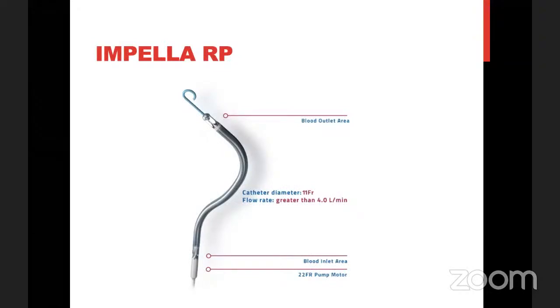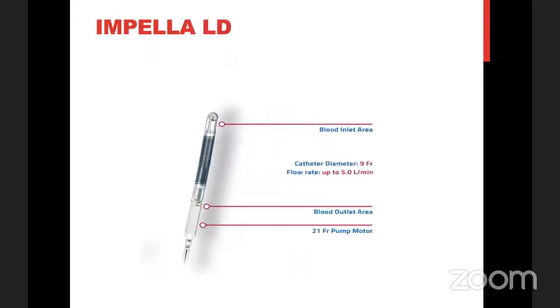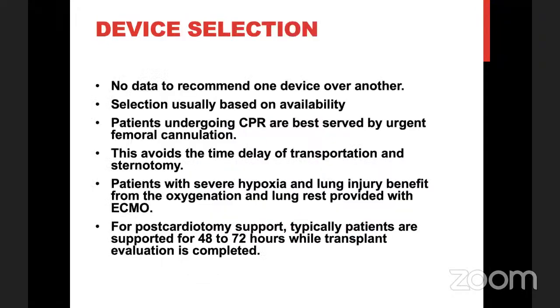As you see here, there is an inlet and outlet area. This is 11 French size and greater than 4 liters per minute. This is the LD type, which is blood inlet area, and the outlet with 21 French pump motor, and can flow rate up to 5 liters per minute.